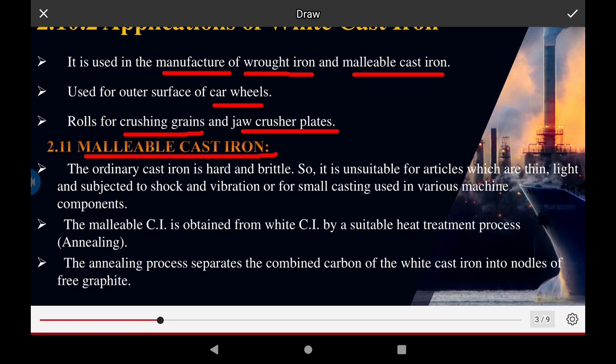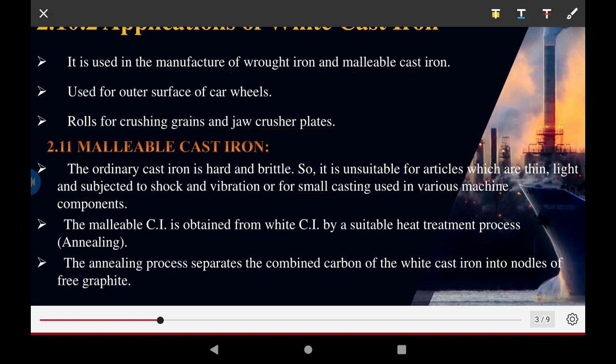Malleable cast iron. The ordinary cast iron is a hard and brittle material, so it is unsuitable for articles which are thin, light, and subjected to shock and vibration. For small castings, it is used in various machine components.